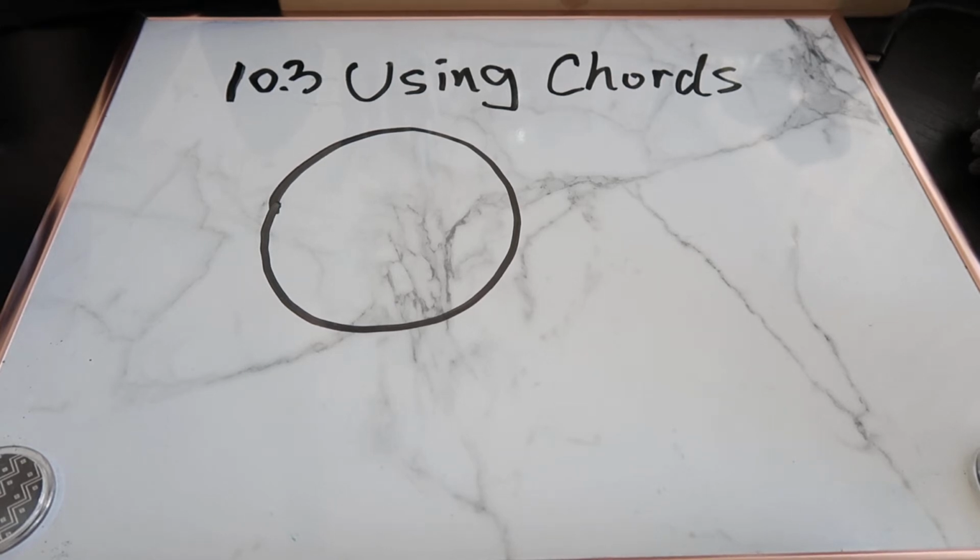Today we're talking about 10.3 using chords, and we'll cover 3 different theorems. The first 2 theorems will work for the homework for today, and the third one will work for tomorrow's homework. So let's get started. If you still remember, a chord is a segment inside the circle.